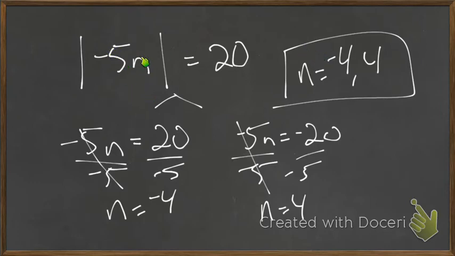Negative 5 times negative 4 is 20. The absolute value of 20 is? 20. All right, negative 5 times 4 is? Negative 20. The absolute value of negative 20 is? 20. Awesome. All right. I'm going to skip this next one I was going to do and go right to some more challenging ones. That's the vibe I'm getting from y'all, is we can handle it.